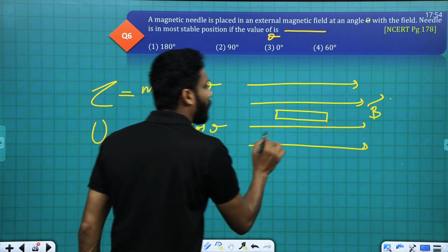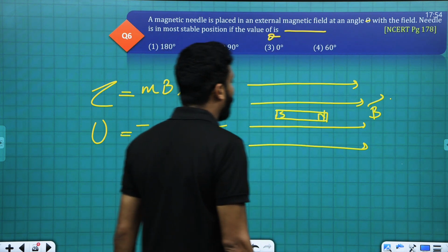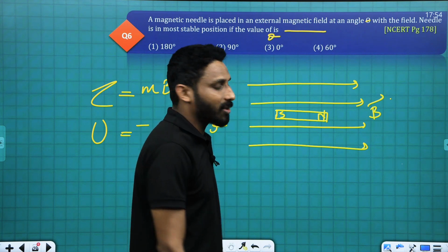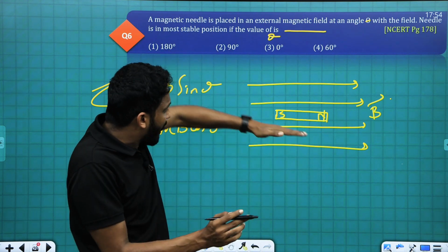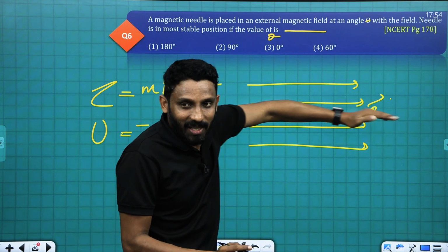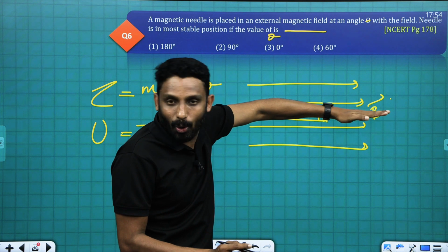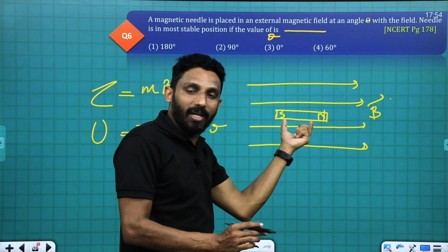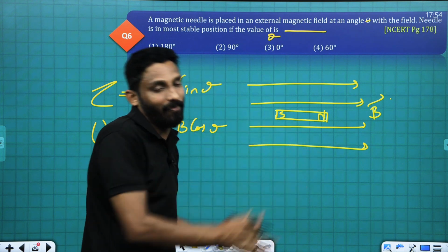Consider this is the dipole, south to north. The dipole is aligned in the same direction of the field. What is the dipole moment directed? From south to north. And the field is also towards the right, and theta is 0 degree. Now the torque acting on it is 0, and its potential energy is minus MB, the minimum value.